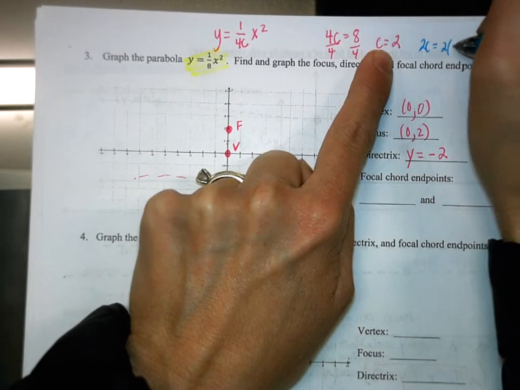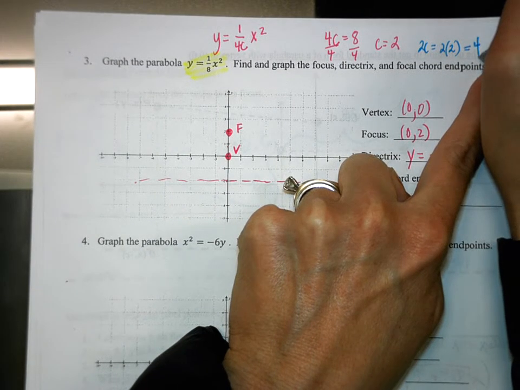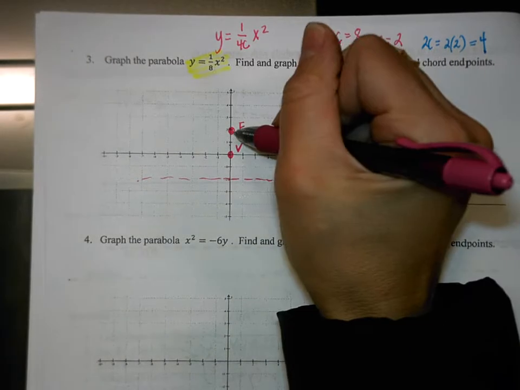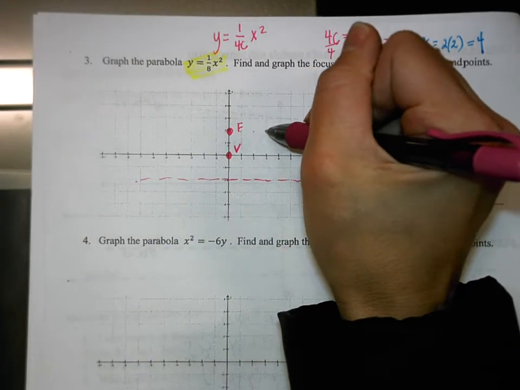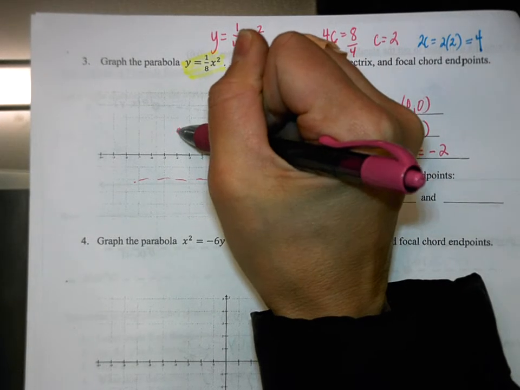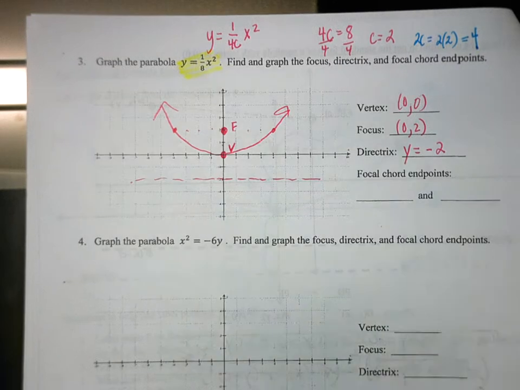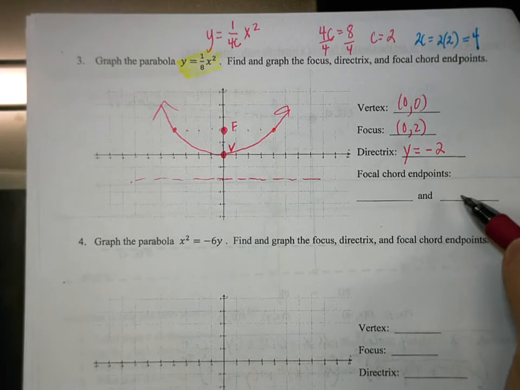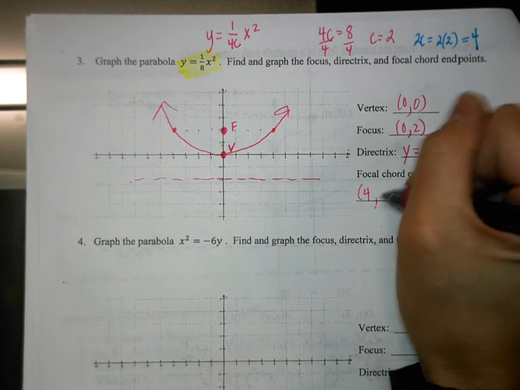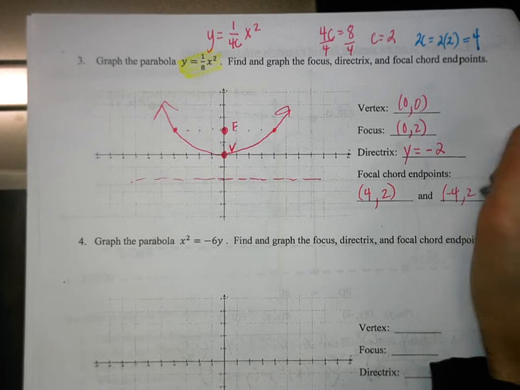So therefore, my distance is going to be 4. So from the focus, we go 4 in each direction. We just count 4. 1, 2, 3, 4. And this way. 1, 2, 3, 4. And then we can completely draw our parabola. And the focal chord endpoints are these ordered pairs, which are at, good, 4, 2 and -4, 2. And it doesn't matter which way you write those.